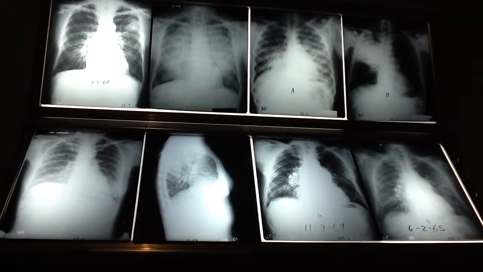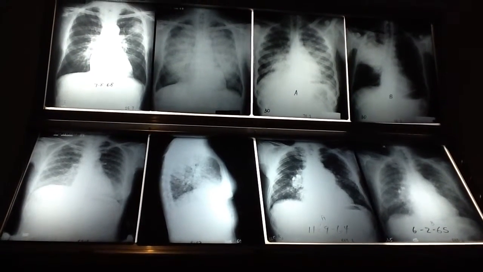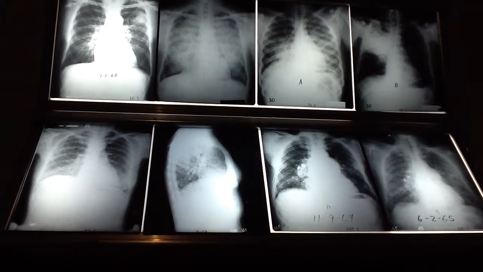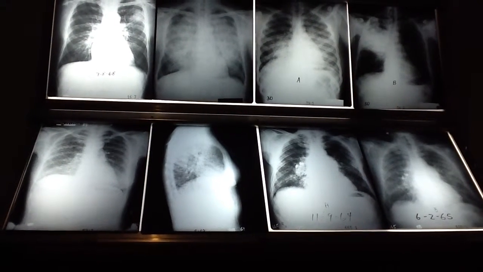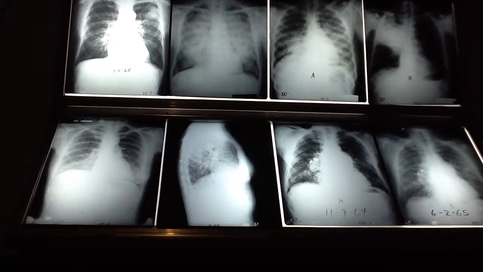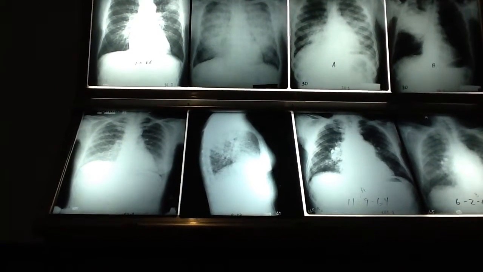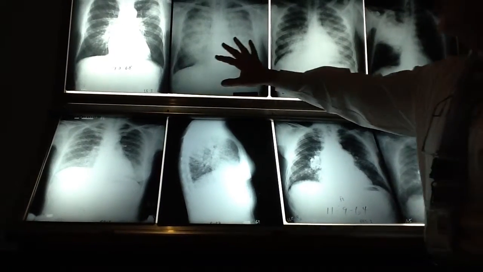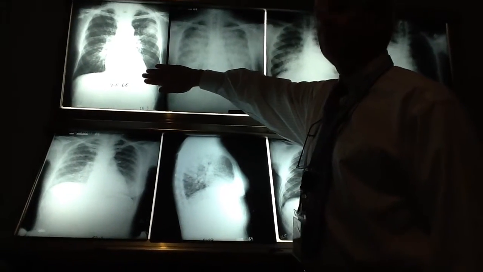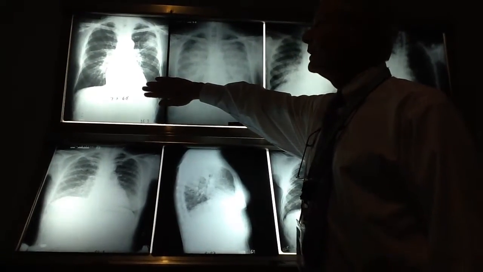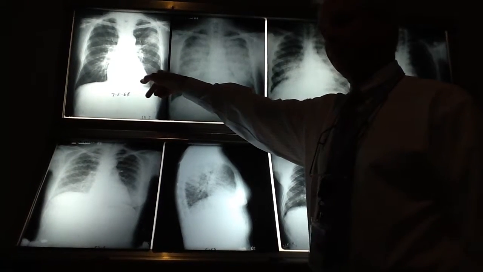One down there that's not. Actually, there's two that aren't, but these are examples of airspace consolidation, and there's also a couple examples of interstitial disease here. So let's start up here. These two are the same individual.